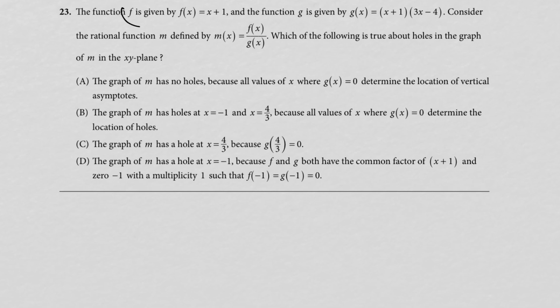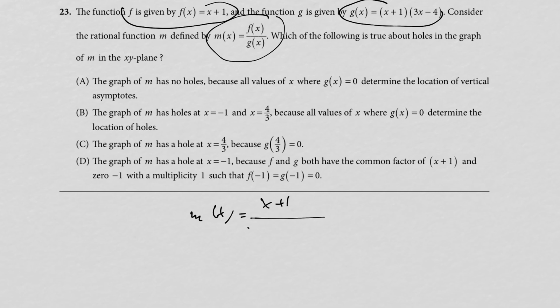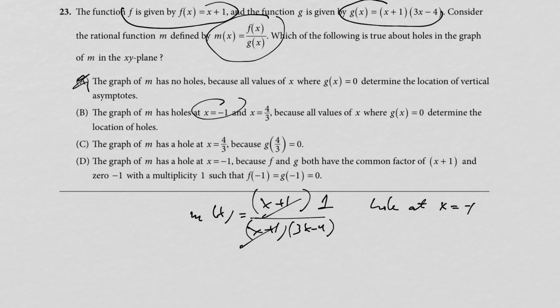So we have function f, a simple linear function, and g of x is quadratic. And they want to know, what about the quotient? It equals x plus 1 over x plus 1 times 3x minus 4. So this is the kind of thing with asymptotes maybe, or holes. If you can cancel out a factor, it means there's a hole at x equals negative 1. But the denominator doesn't have anything to cancel out, so that's an asymptote. 4/3 would make this equal to 0. That's out, it only has one hole.